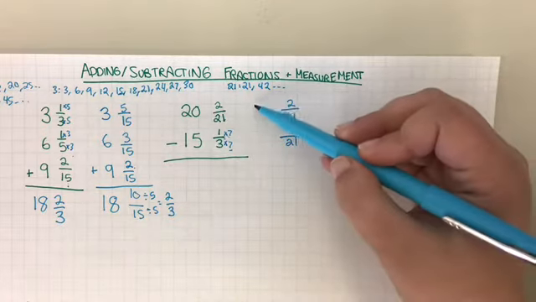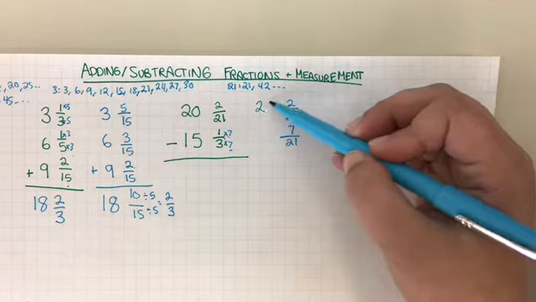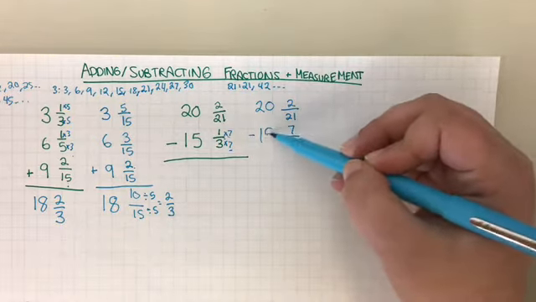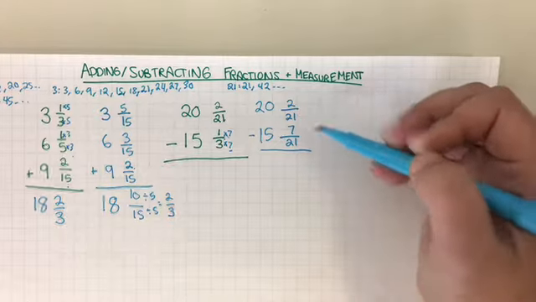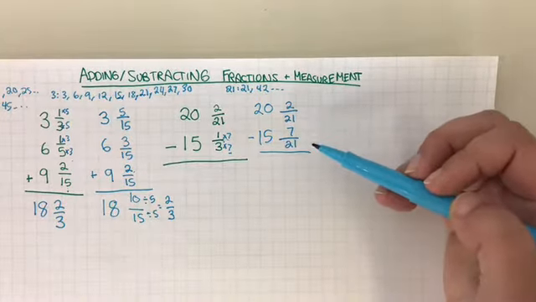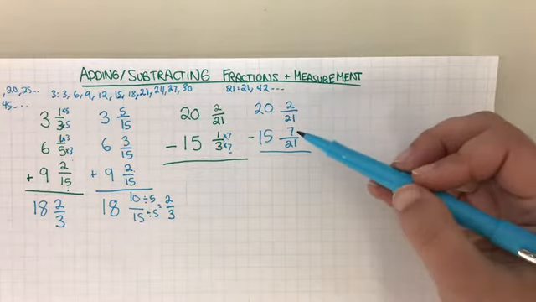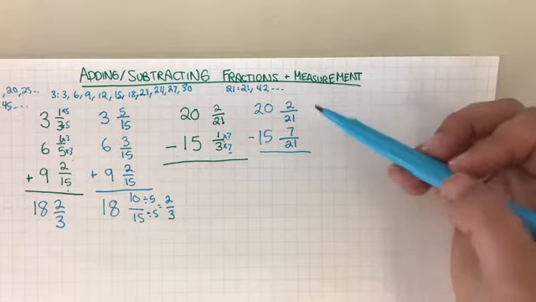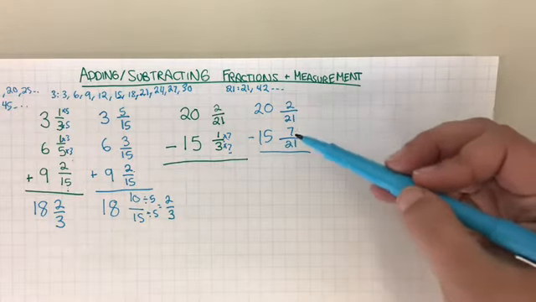I'm going to write my big numbers as well, my whole numbers. So now I have 20 and 2 21ths minus 15 and 7 21ths. Lovely, the denominators are the same. Let's get going. Oh, wait a minute. Oh, dearie grade 4s, there is another problem. How can we take 7 away from 2? The 2 is smaller than the 7.